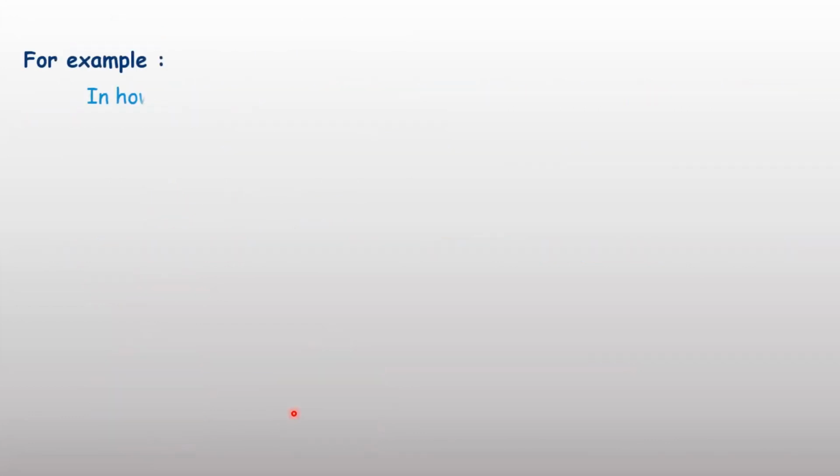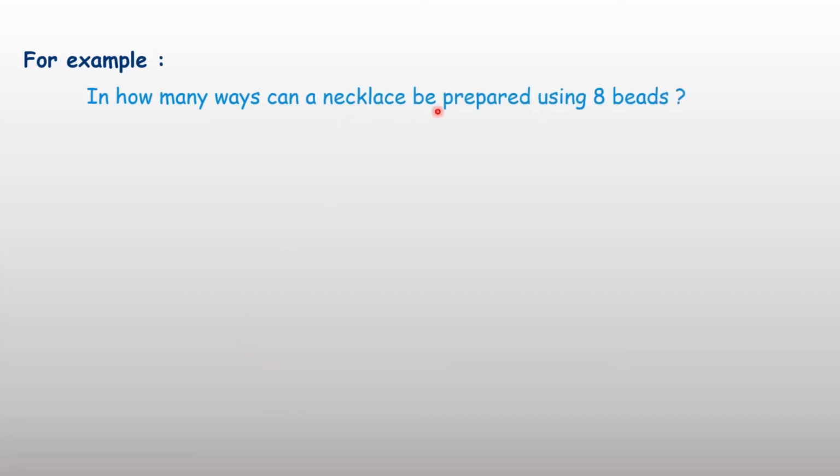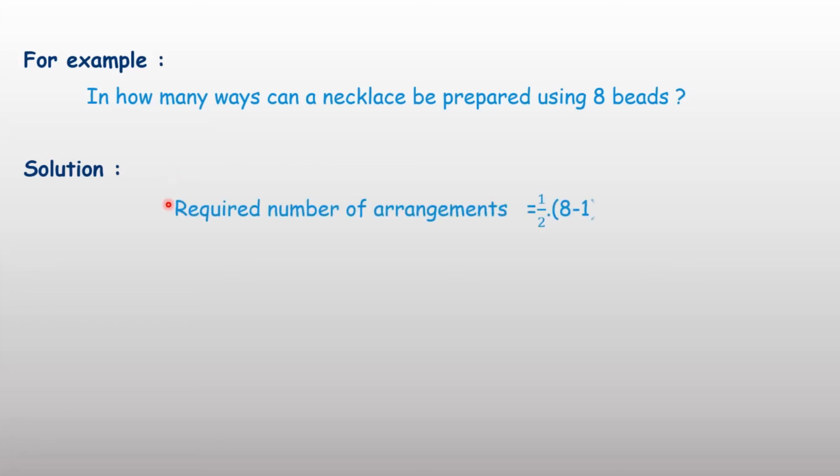For example, in how many ways can a necklace be prepared using 8 beads? Here, the total number of beads is 8, and you are going to use all beads at a time. And second, you can observe there is no difference between clockwise and anti-clockwise, both are the same. Therefore, the formula is 1 upon 2 factorial 8 minus 1. After solving, 1 upon 2 into factorial 7, dividing factorial 7 by 2, we will get the answer 2520.